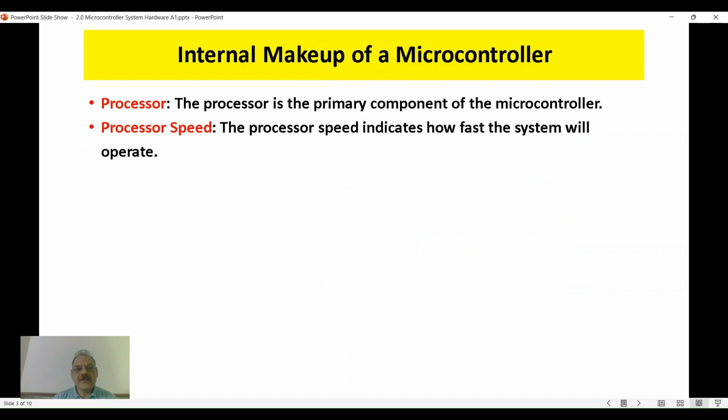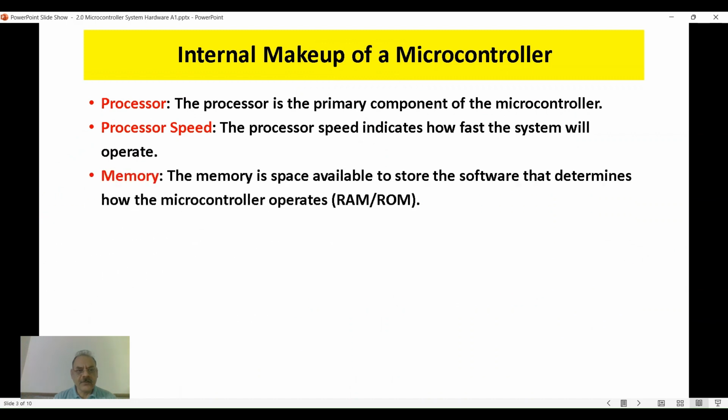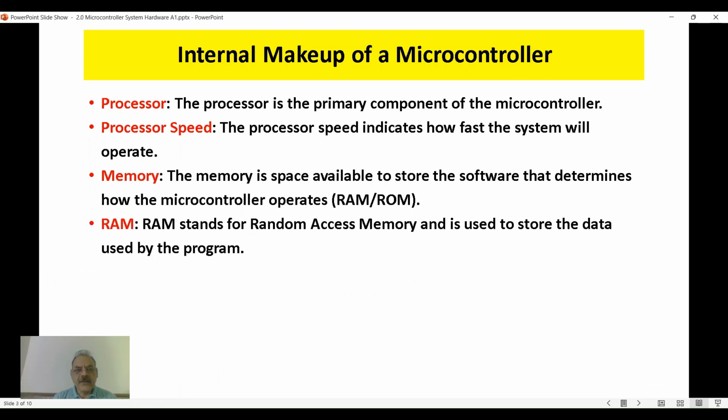The processor is the primary component of a microcontroller, and its speed indicates how fast the system will operate. The memory is where you store the software and data. It has two kinds of memory, RAM and ROM. RAM can be written and can be read, whereas ROM is read-only memory.